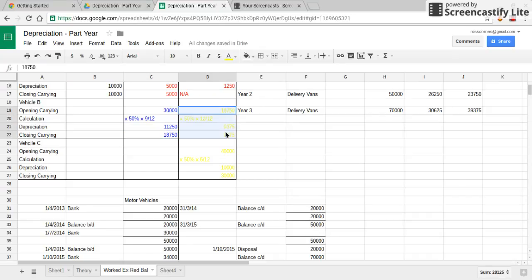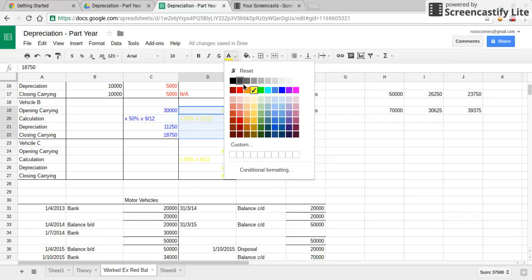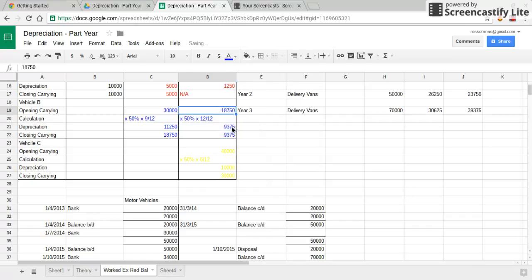So starting our calculations for year 3, 18,750 times 50% times 1, or divide by 12 and multiply by 12 because we owned it for all 12 months, gives us a depreciation of $9,375 and a closing carrying amount of $9,375.